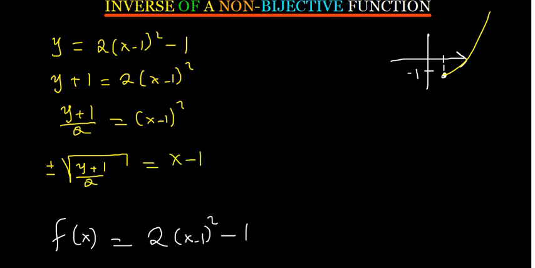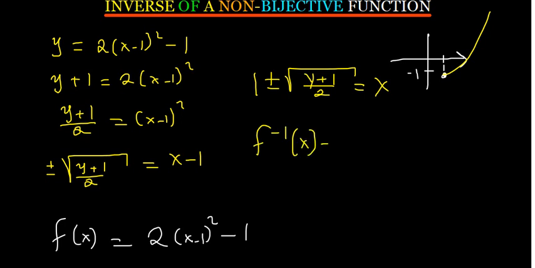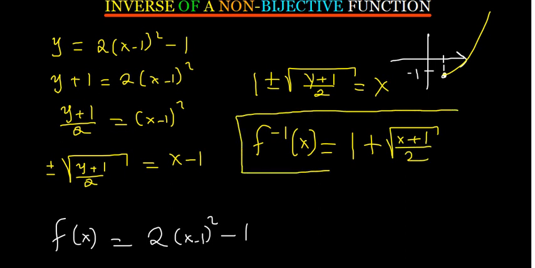Take the 1 to the other side, so we're going to have 1, positive or negative, square root of (y plus 1) divided by 2, and that is going to be equal to x. Meaning that f inverse of x, we'll just take the positive, will be 1 plus the square root of (x plus 1) divided by 2. So here is the inverse of the quadratic which was given, and if you find the range of this inverse, it will be the same as the domain of the function which we had at the beginning.